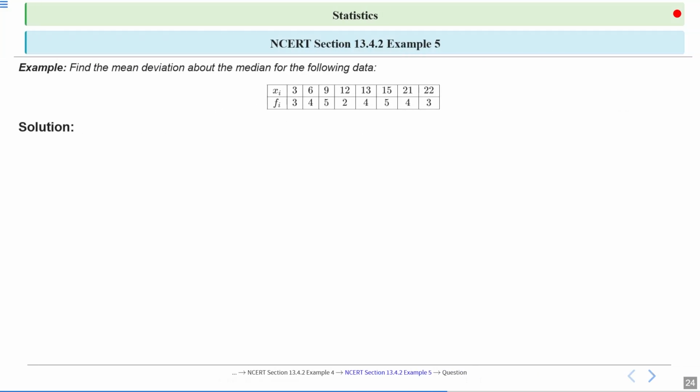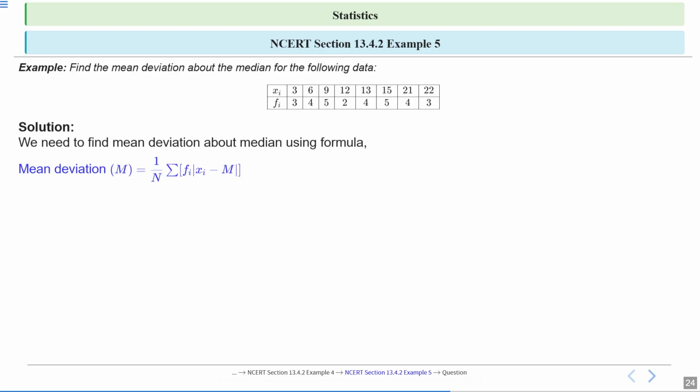So let's solve this example step by step. To start, we need to recall the formula for mean deviation about the median. This formula helps us measure how much the data values deviate on average from the median value. So we will use this formula throughout our solution. Here is the formula: mean deviation about M is equal to 1 by n summation fi times modulus of xi minus M.